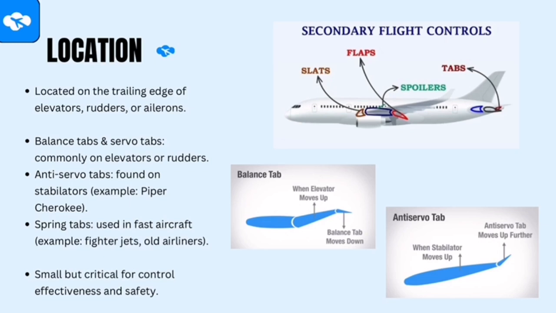Next, we got spring tabs. Spring tabs are often used on the aileron or elevators of larger or faster aircraft. Although small in size, these tabs are strategically placed to maximize mechanical and aerodynamic efficiency.